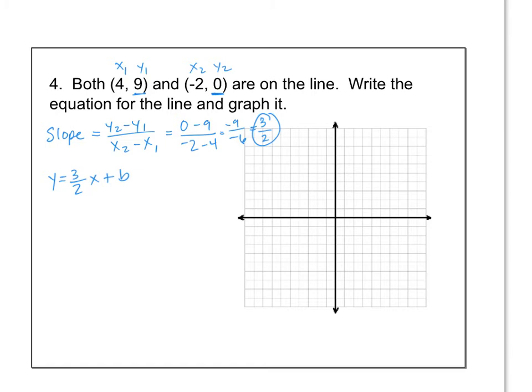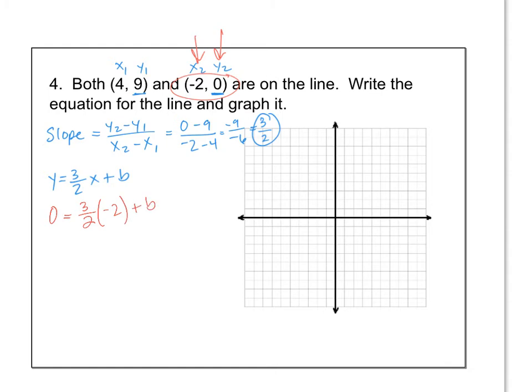Now, to find the y-intercept, what we're going to do is pick one of these points. I'm going to pick this one because it's just smaller numbers. And I'm going to plug it in for my x and my y. Now notice the y is 0, so I go 0 equals 3 over 2. And then for x, I plug in negative 2 plus b.